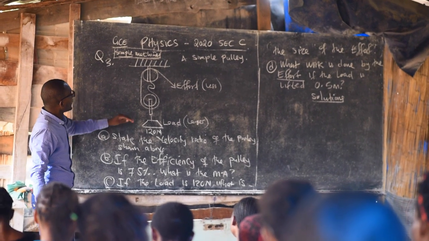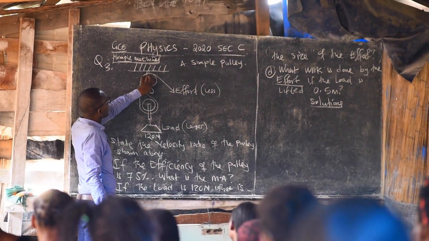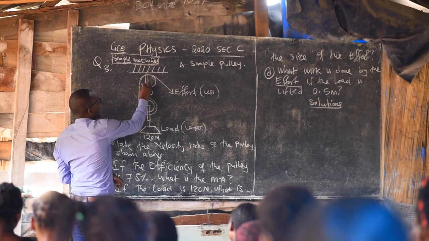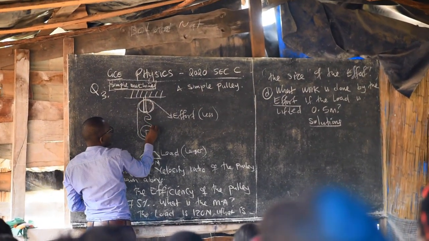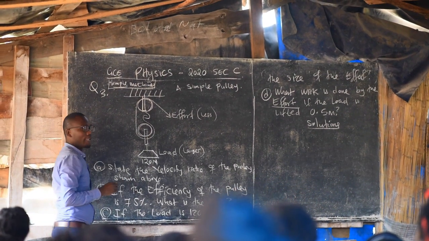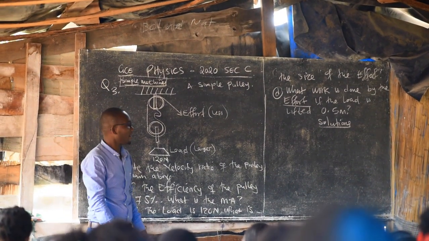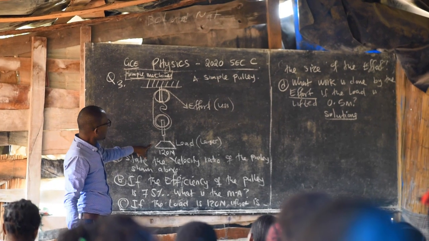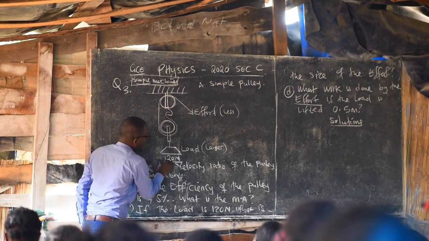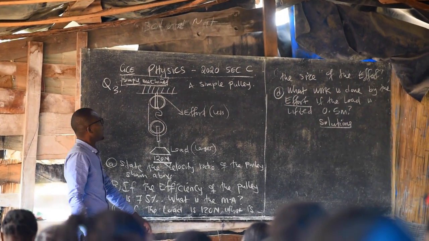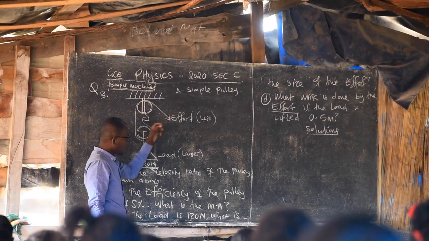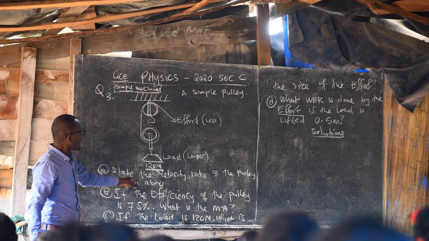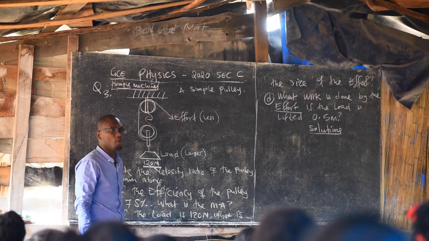So these are called the block and the tackle. Then this one is a tackle. Is that okay? Alright. So anyway, this is given as 120 as the load, and this is the effort, which we are not given. Is that okay? So now they are saying, state the velocity ratio of the pulley.